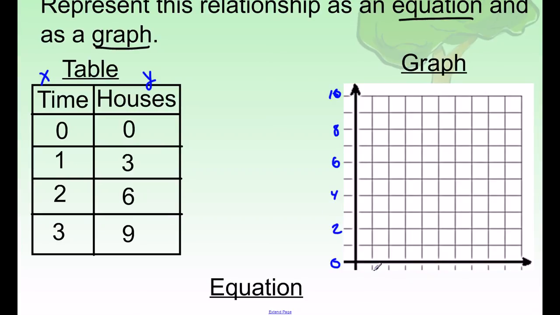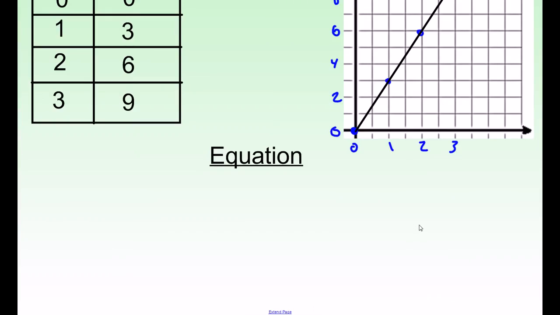And up to 3. I mean, I could do 1, 2, 3, but that leaves all this extra unused space. So how about 1, 2, 3? That's better for me. And then we graph. So we got 0, 0, 1, 3, 2, 6, 3, 9. So the graph is that. That's the graph of the relationship shown by this table. So table, graph, same thing. The equation will also be the same.